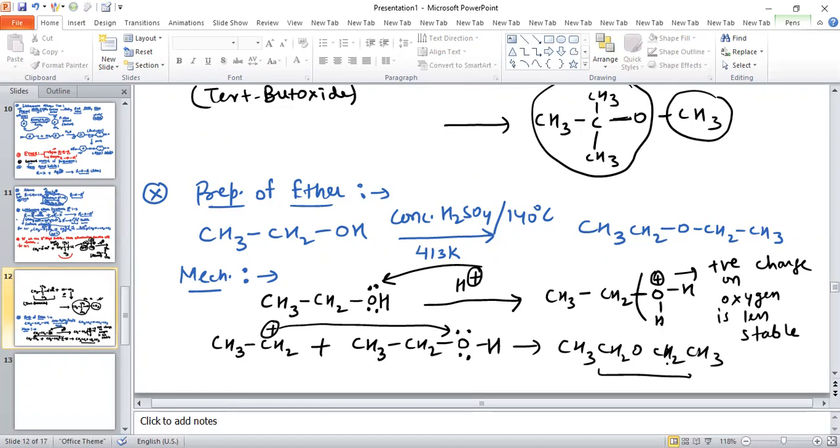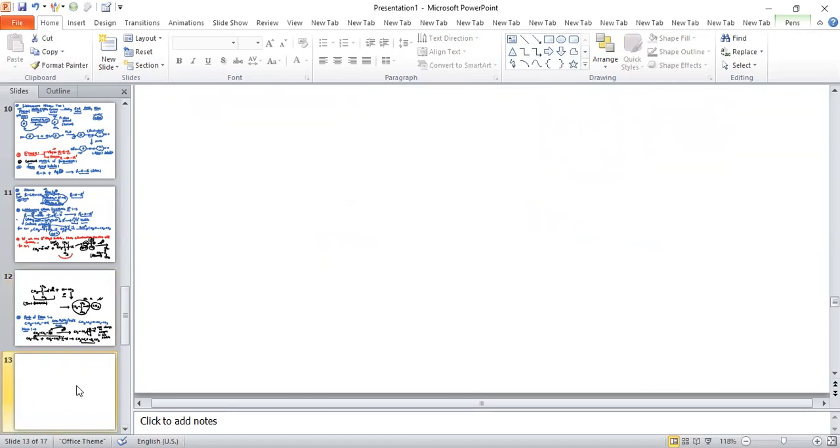Now we will discuss some more reactions of ether. We are going to discuss the nucleophilic substitution reaction in ether, which comes under the chemical properties of ether. And this is a very important reaction for all of you, whether you are preparing for the NEET exam or the JEE exam.